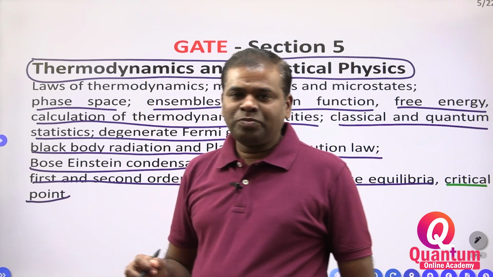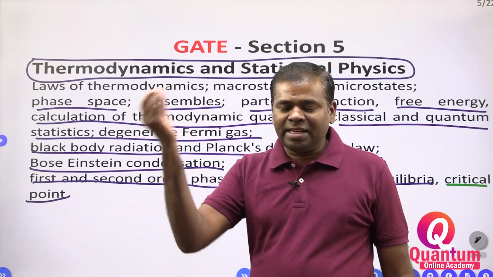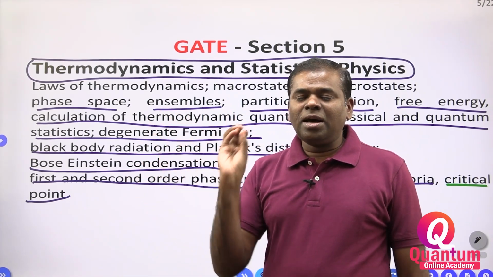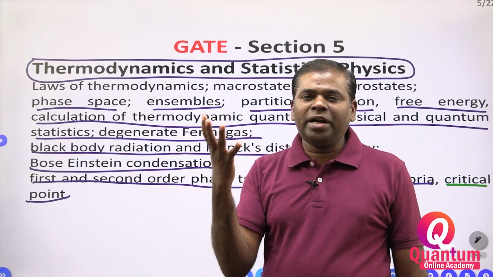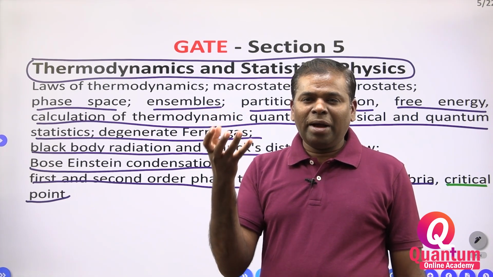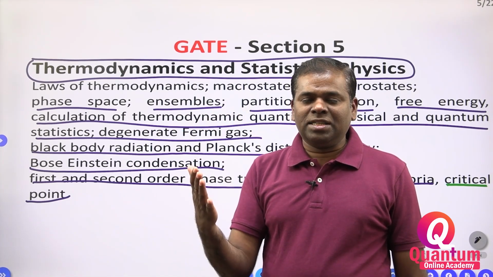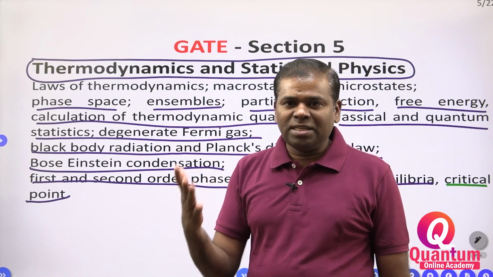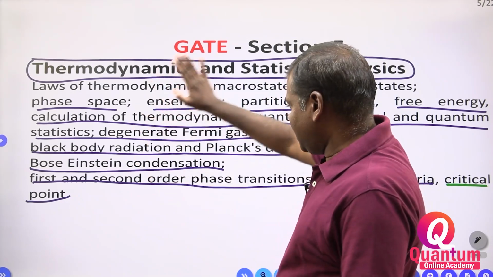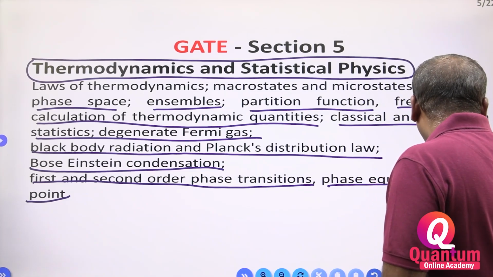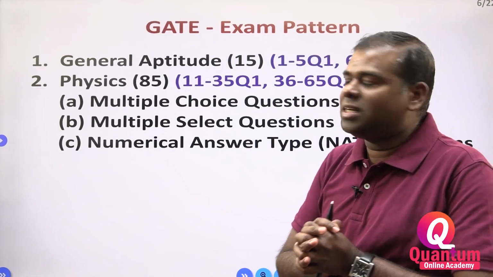All the syllabus that is there in the CSIR, most of it is covered in GATE. Only a little bit of topics differ. What little bit of topics? Ising model, paramagnetism, diamagnetism, ferromagnetism, except magnetic material. Except magnetic material, the rest of the syllabus is the same for the GATE examination. Clear? Now we will see the pattern of the GATE.